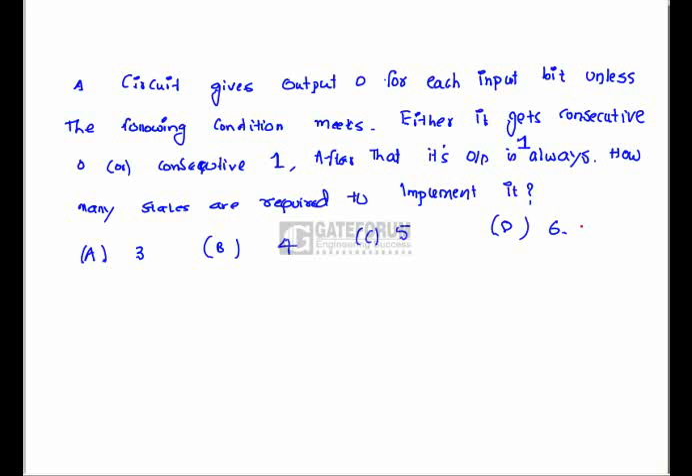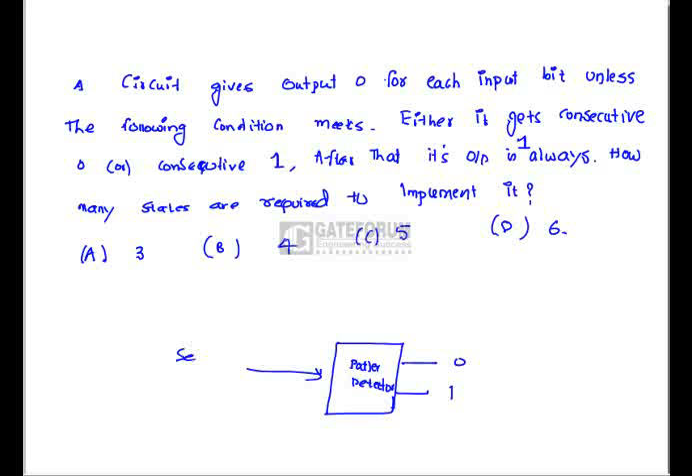Question is, a circuit gives output 0 for each input bit unless the following condition meets: either it gets consecutive 0s or consecutive 1s. After that its output is 1 always. How many states are required to implement it? After going through the question, we understand that it is a kind of pattern detector whose output is either 0 or 1.